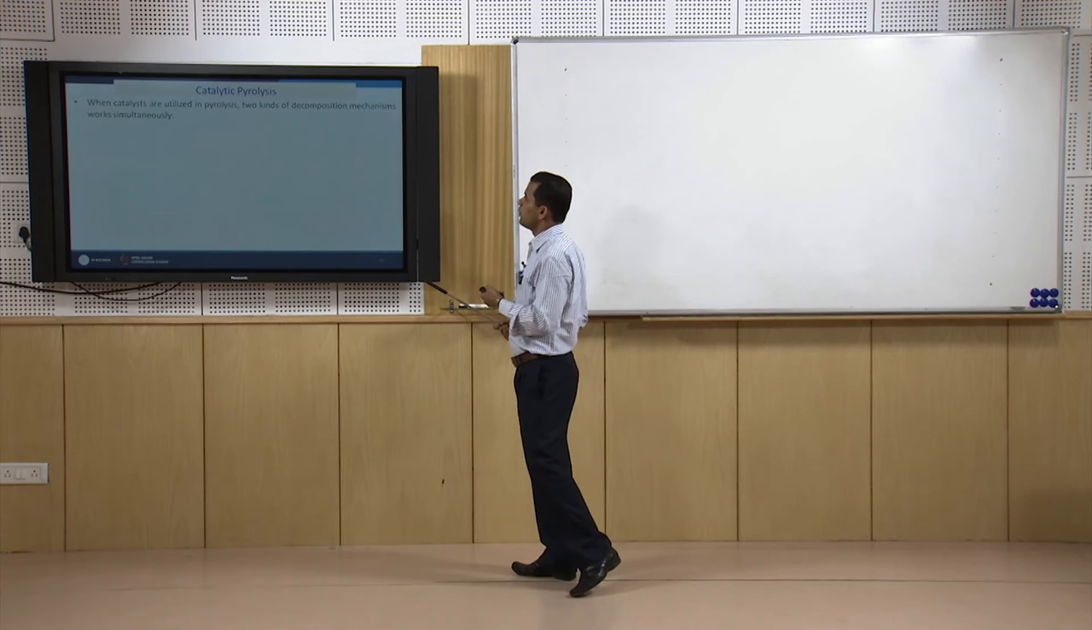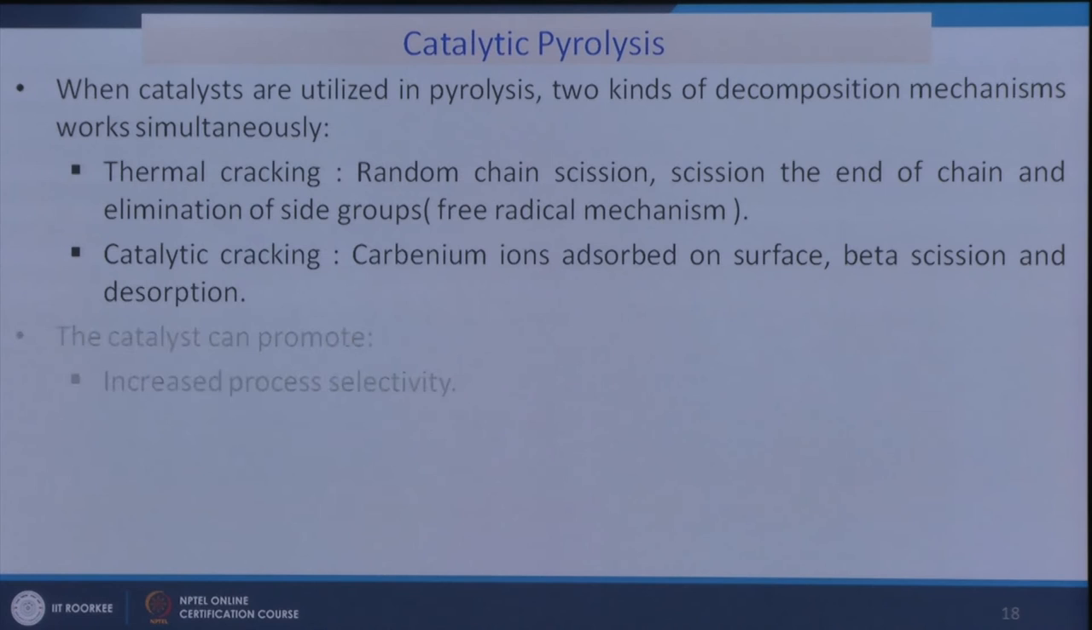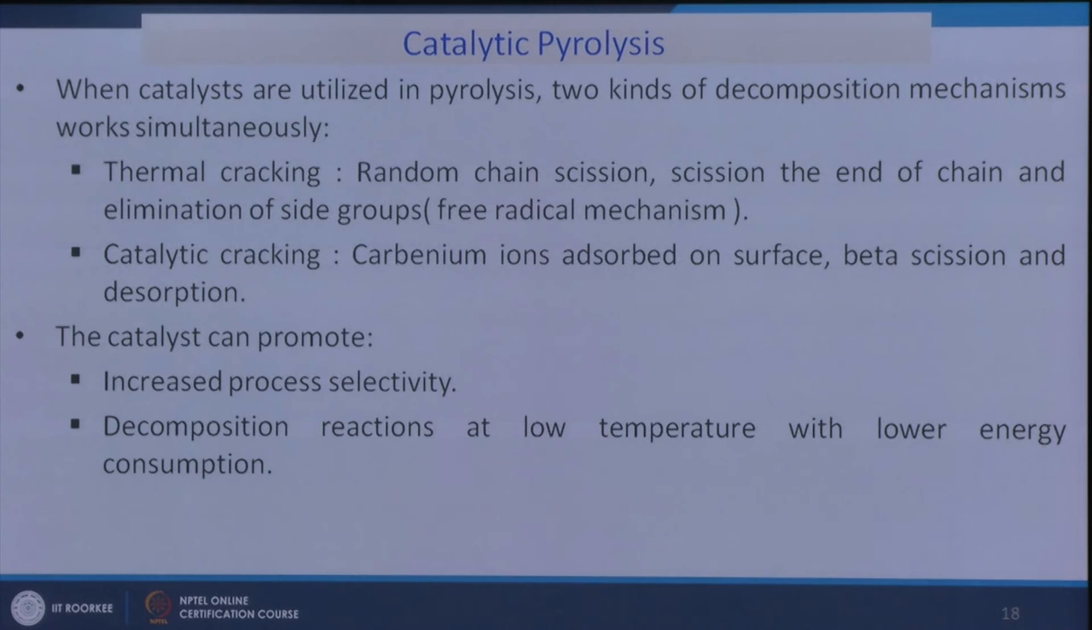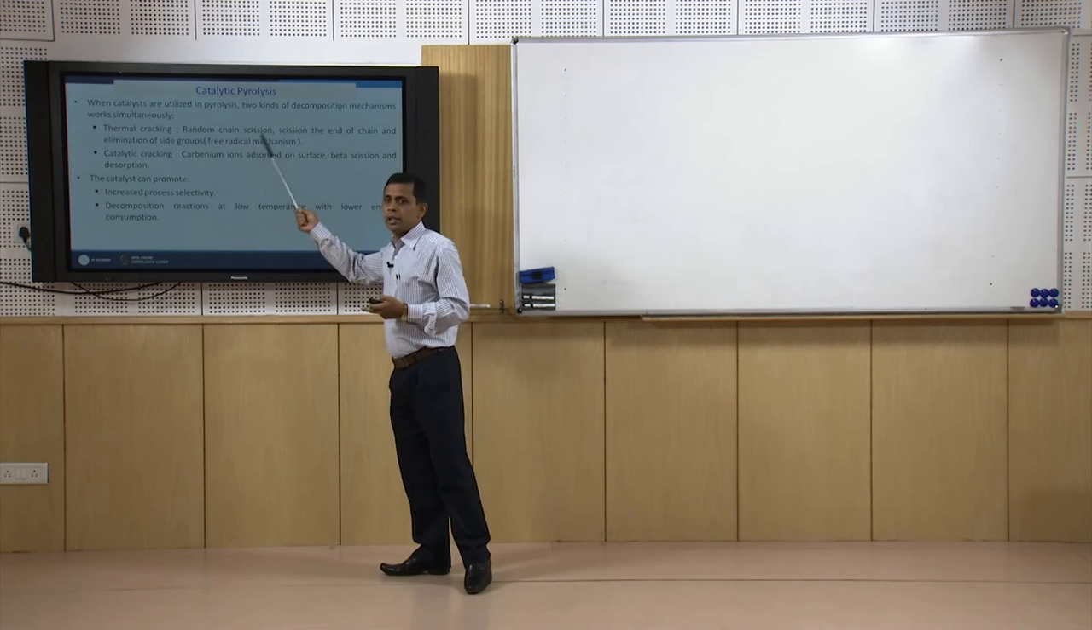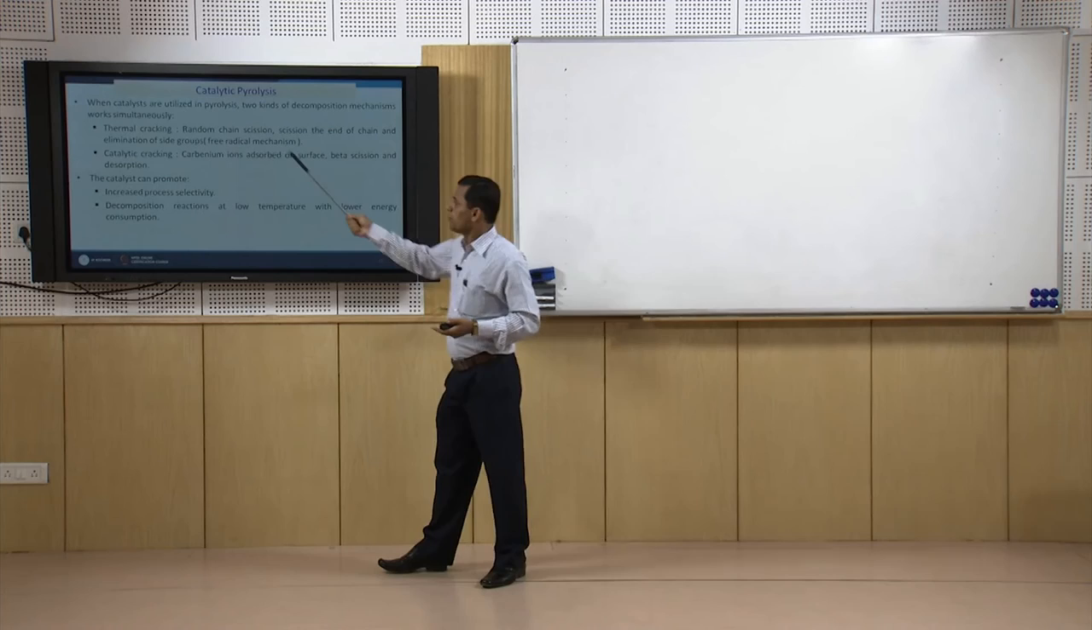Now, catalytic pyrolysis, how does it differ from the thermal one? When the catalyst is used, there are two mechanisms: one is thermal cracking and another is catalytic cracking. Thermal cracking, we have already explained the mechanism through beta scission, and we have seen that the free radical mechanism is responsible for that. But if we use a heterogeneous catalyst, then carbonium ions are formed, which are adsorbed on the surface of the catalyst, and beta scission and desorption take place. So, the mechanism changes slightly when we use catalytic cracking.